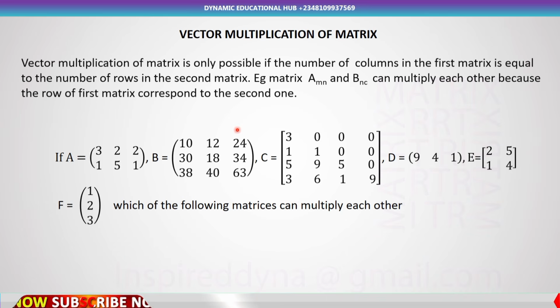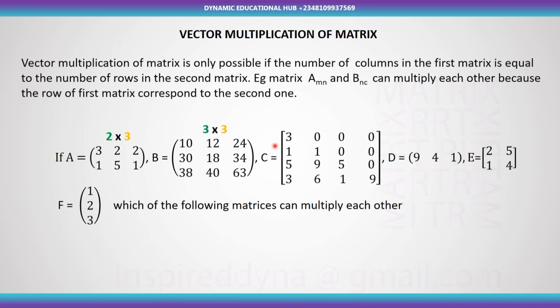So let's quickly look at examples. I have various examples here. We have various sets of matrices here. We have matrix A of order 2 by 3, matrix B of order 3 by 3, 3 rows, 3 columns. If you haven't watched my video, the introduction to matrix, please kindly watch it because I've explained most of these things in the first video.